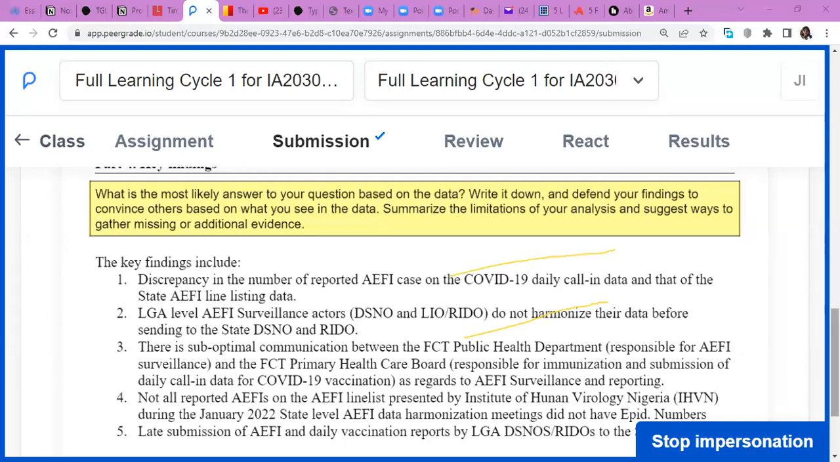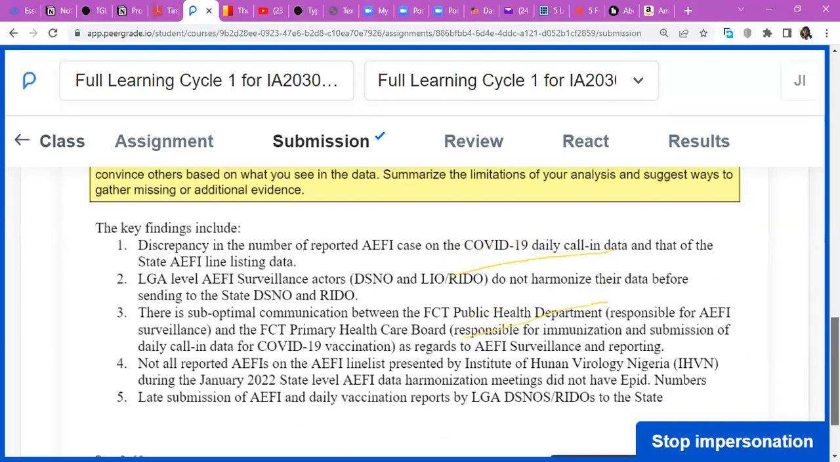Another thing we observe is that not all reported AEFIs are valid, because for you to say this is a case of AEFI, it must have an EPID number. But we observe that when we cross-checked our data, some of the reported AEFIs on the line list do not have EPID numbers. And inasmuch as they don't have EPID numbers, invariably maybe they were not investigated, and they are not supposed to be counted as AEFIs.